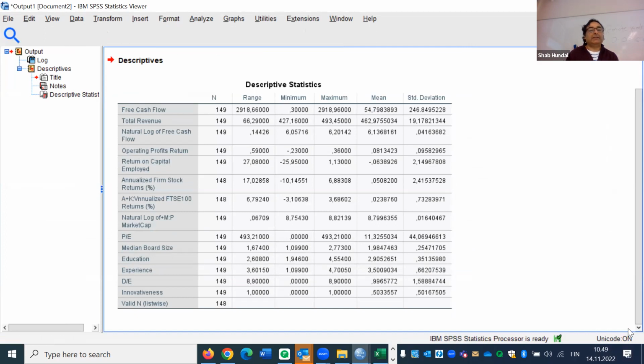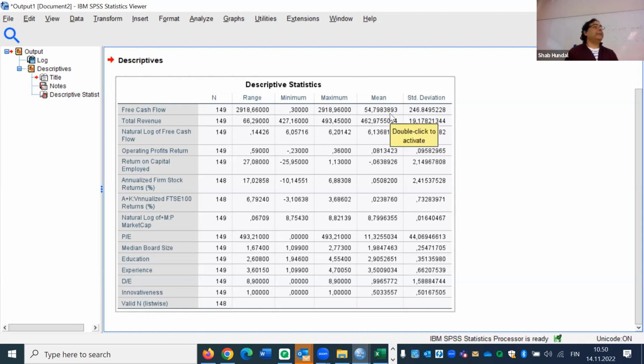And now you can see each variable has 149 observations. Remember the spreadsheet? We had 150 observations. The first row was the name of the variables. So you can see this is the mean, 54.7983 whatever. See, there are too many decimals, right? But we can shorten them afterwards. No problem. So the mean is there. Standard deviation is here. The maximum value is here, the minimum is here, and the range is there. So everything that we need, we have.